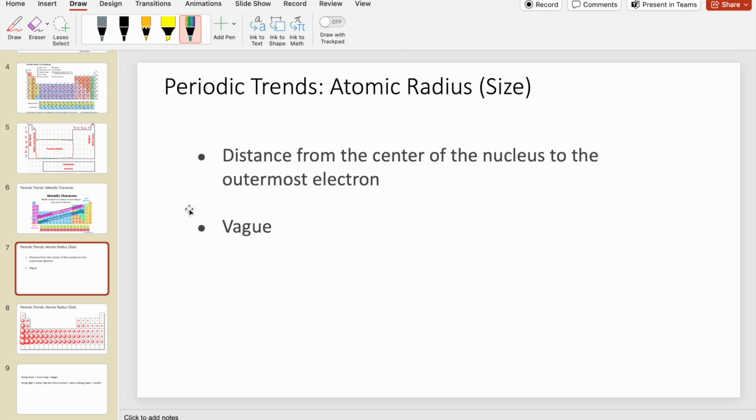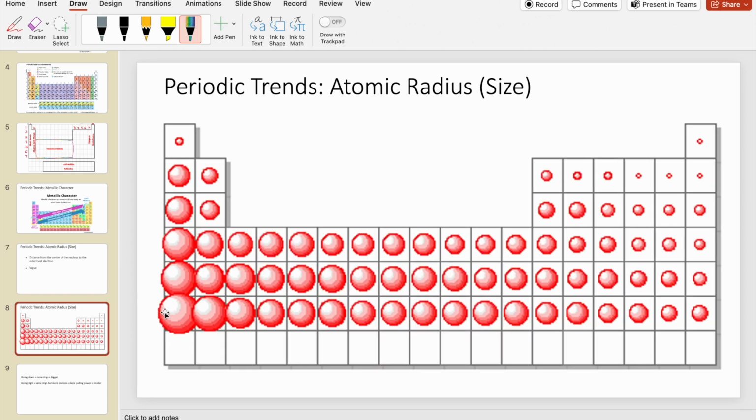Okay, so to review the radius trend, the radius of an atom is just the distance from the nucleus to the outer electron. So as a reminder here, as you go down the periodic table, you're going to add a ring each time. So the first row has 1 ring, the second row has 2 rings. So clearly, that's going to be a bigger atom.